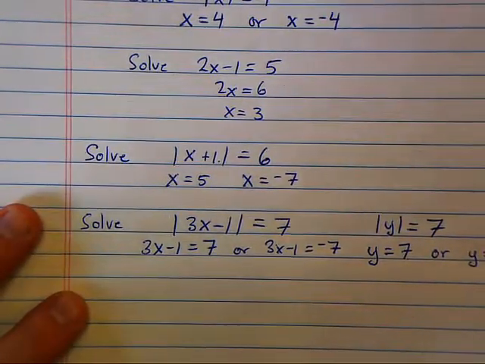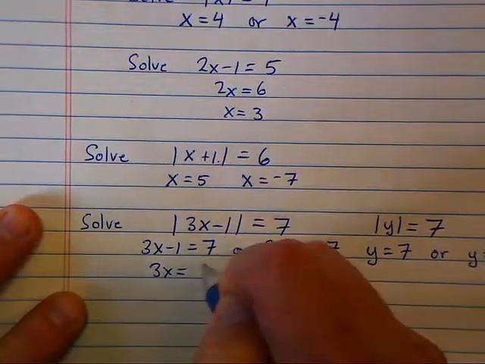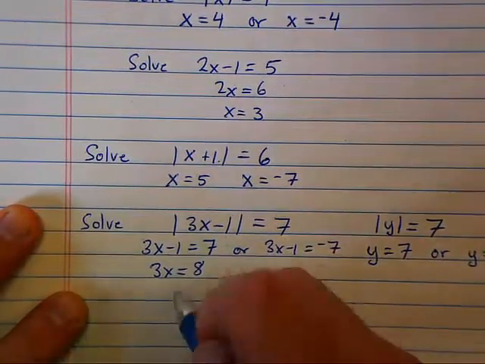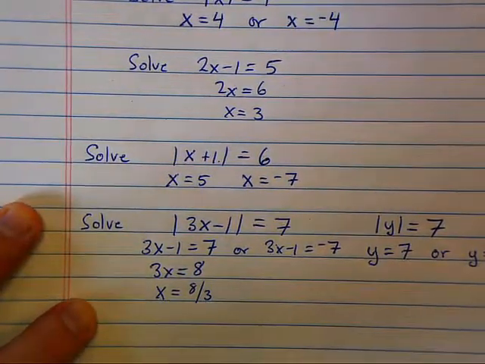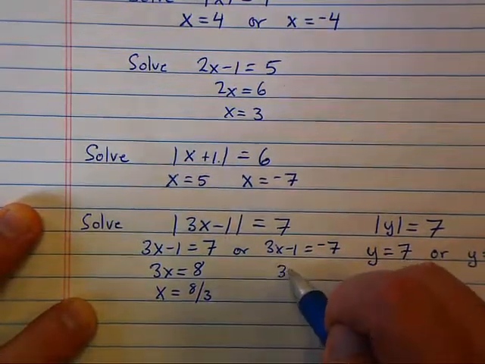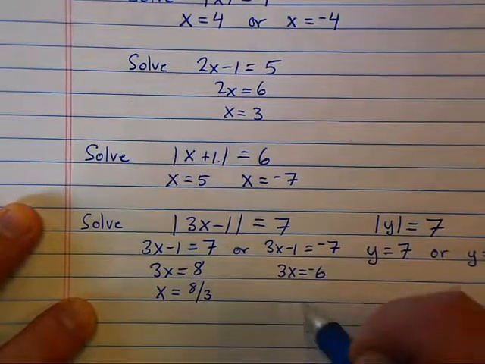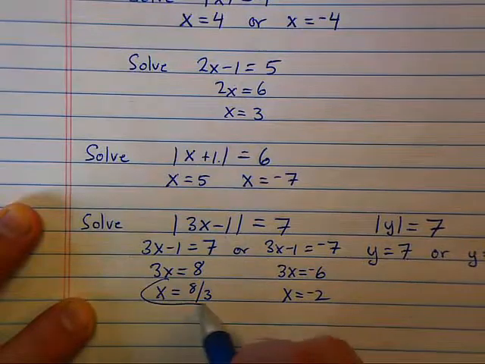No, I don't think you get negative 2 and 2. Add 1 to both sides over here, you get 3x is 8. Divide by 3, x is 8/3. And then this one over here, you add the 1, 3x equals negative 6. Divide, that one gives you x equals negative 2. There are your two answers.